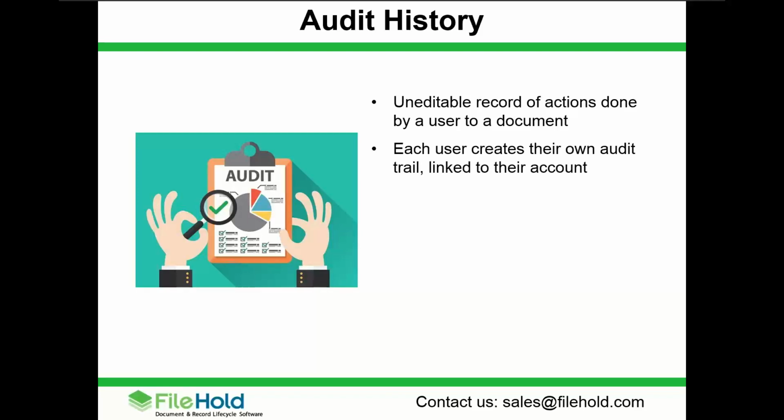Now, each user creates their own audit trail, and that audit record is linked to their account. So you remember that your users have an account, and so if you disable that account, then they're not going to be generating any further audit activity because they're disabled, they're no longer a user. This is also a reason why if you have somebody who's not going to be using FileHold for a time, and you want to give somebody else that license, what you want to do is disable them as opposed to delete them, because it's the account that carries the audit trail of information. So you just can't generate more of them when it's disabled.